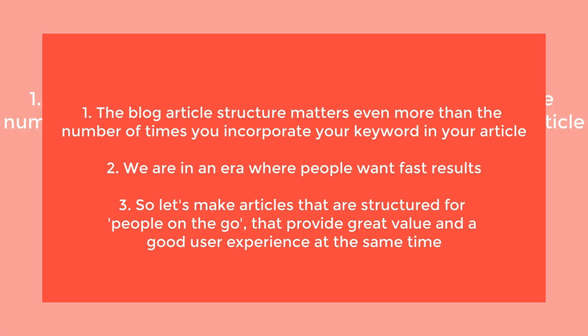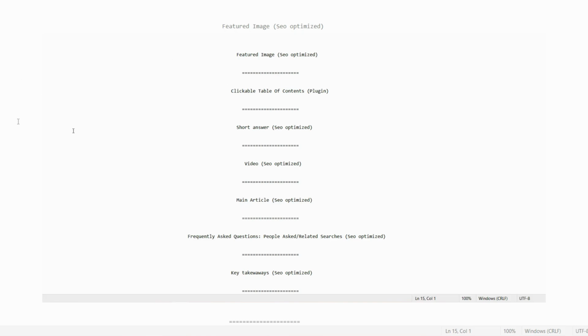So as you're about to see, this blog article structure makes perfect sense. And this needs to be done in that exact order. So the first thing that people need to see, aside from the title of your article, is a featured image. And that image needs to be search engine optimized. Later during this training, I'm going to show you how to make them and how to optimize them.